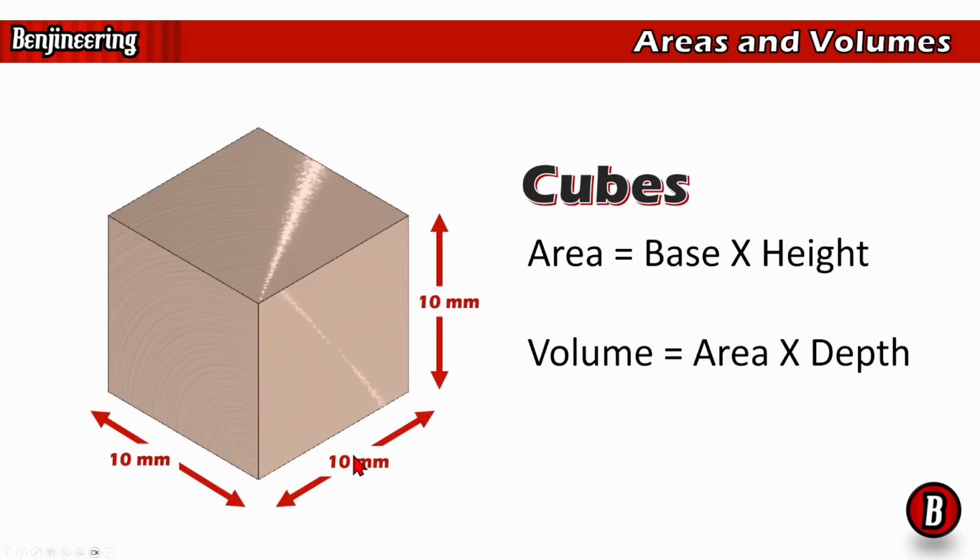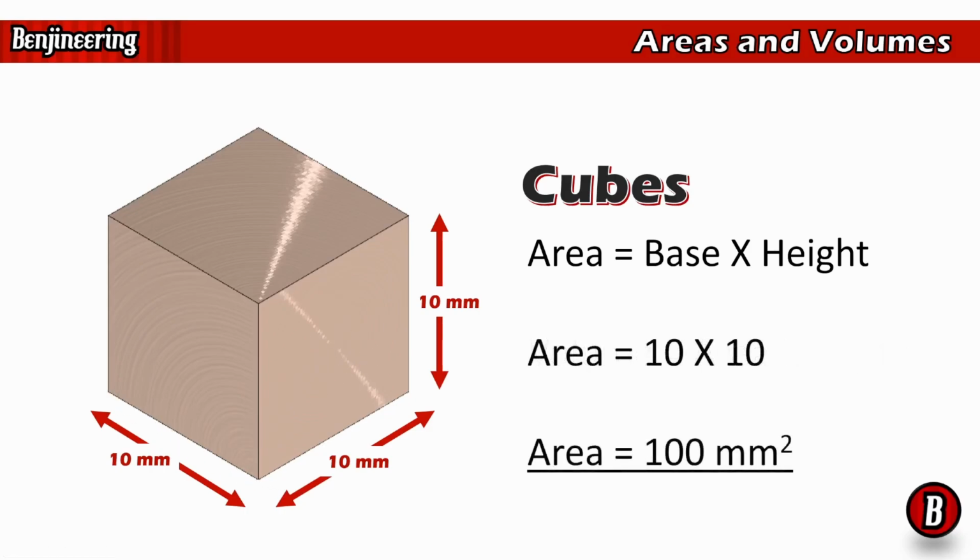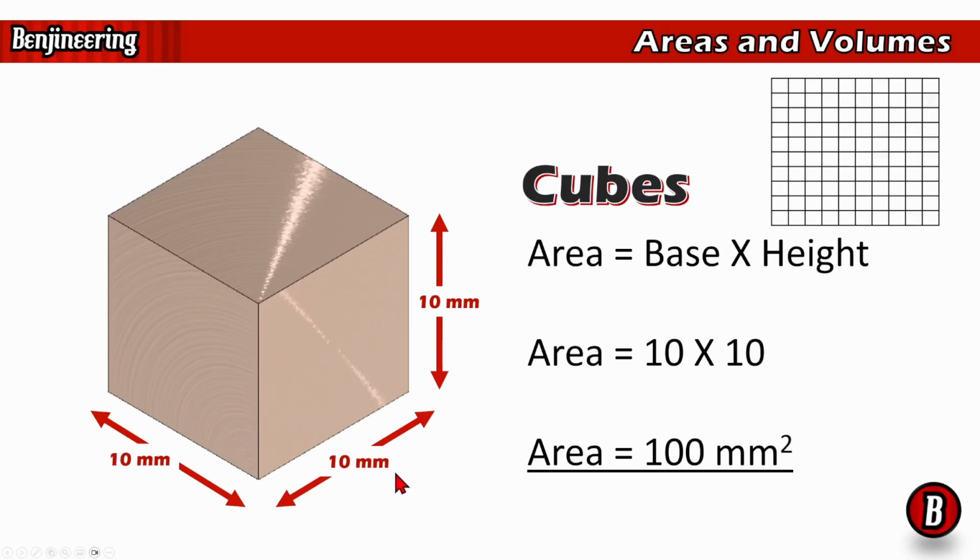So if this was 10 by 10 by 10, then what we would do is multiply this 10 by this 10 to work out the area of the face, and then multiply it by 10 to get the volume. So in this case, the area is 10 times 10, which is 100. Okay, so that's the area of this face. There are 100 square millimeters that can fit into this face. And then to get the volume, all we do is we multiply it by the depth. We'll do that in a minute.